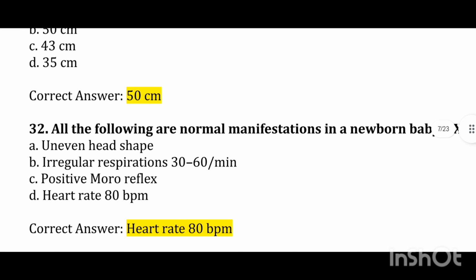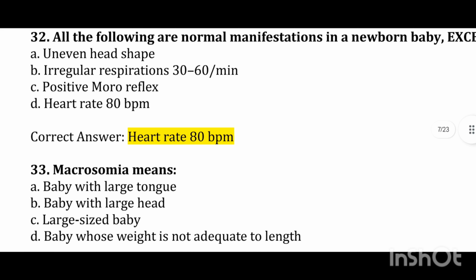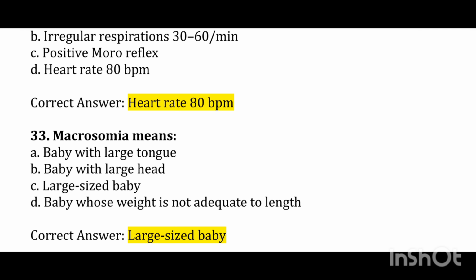Okay, so next comes to the question number 33. Macrosomia means. Macrosomia baby means. The options are baby with large tongue. Option B, baby with large head. Option C, large size baby. Then option D, baby whose weight is not adequate to length. So for this question the correct answer is option C, that is the large sized baby is known as macrosomia baby.